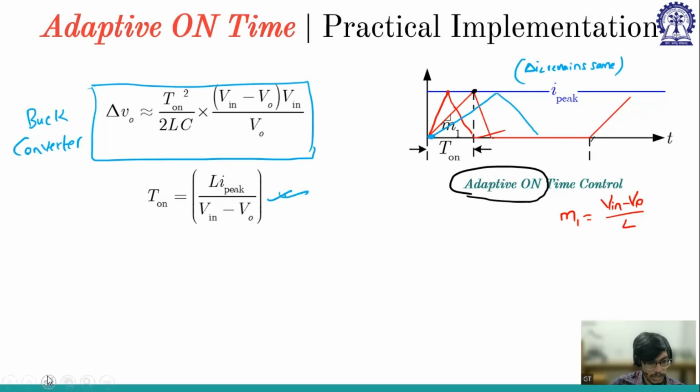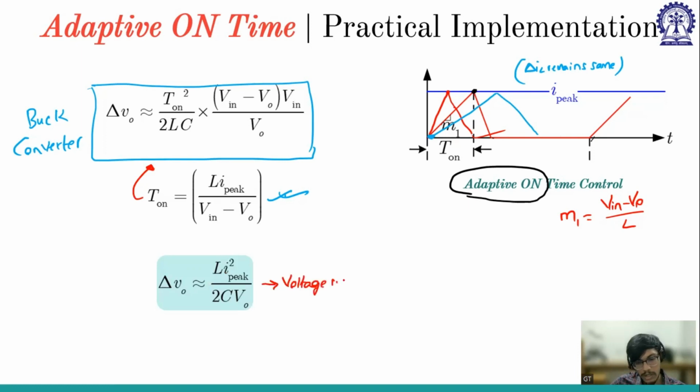Now if you substitute T on in this equation, you will get this expression where delta V naught is L I peak square by 2 C V naught. So this is the output voltage ripple when it is operated under adaptive on time. So this is the basic introduction about adaptive on time.